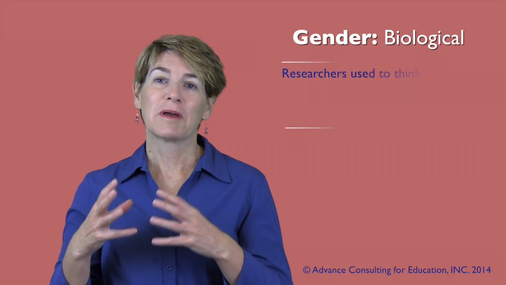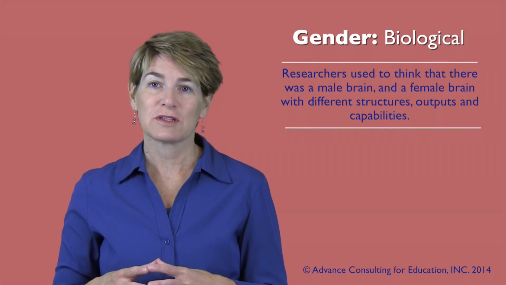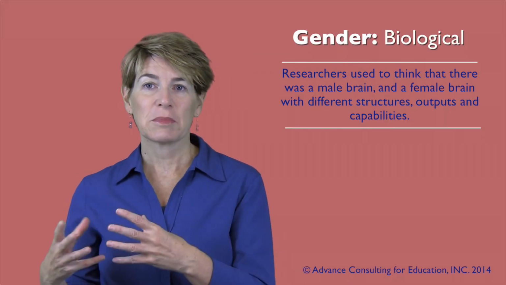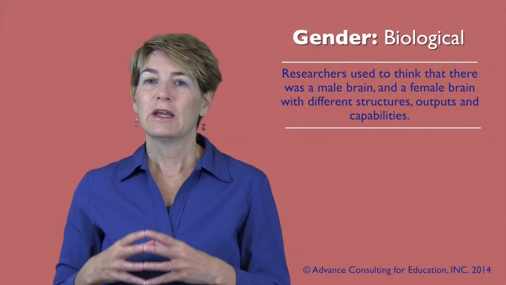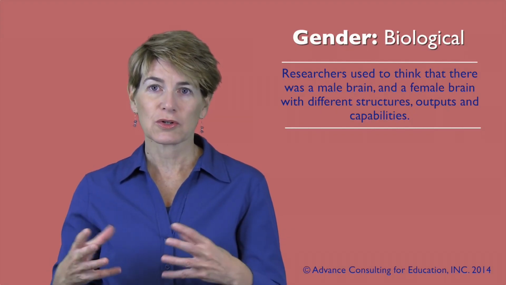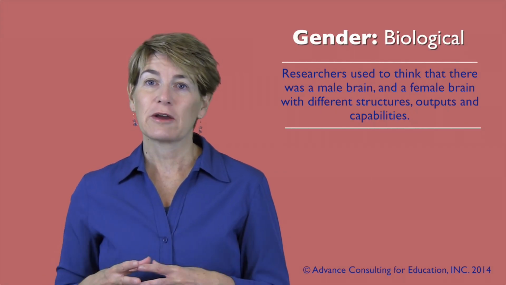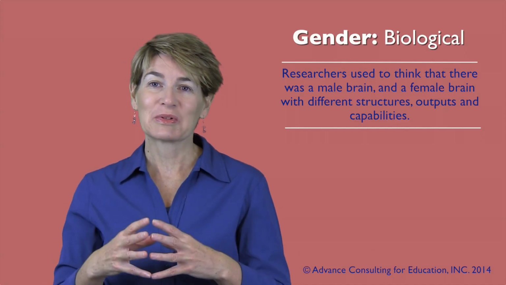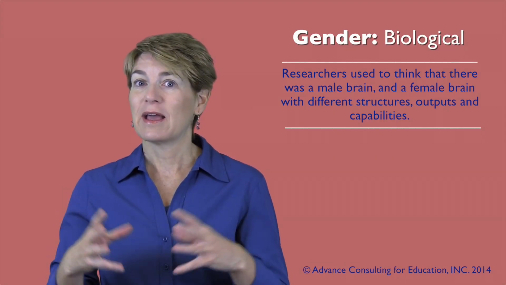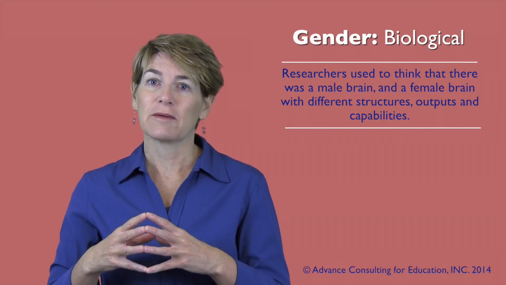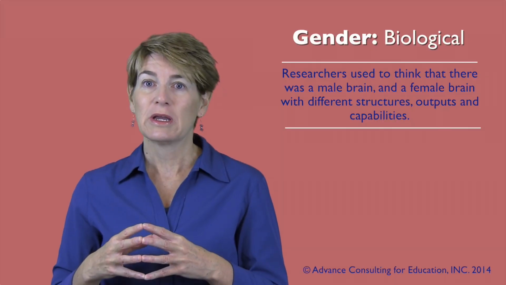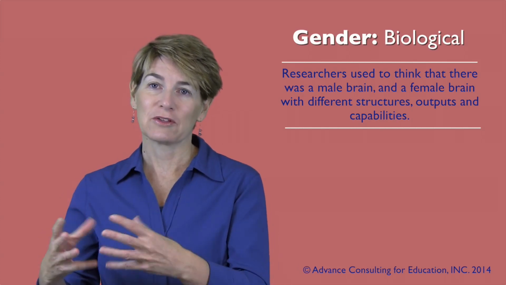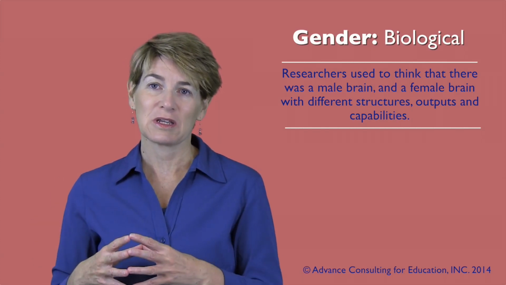For a very long time, researchers looking on the biology side of gender believed very firmly that there was a male brain and a female brain, and that these two brains had very different structures and therefore created very different outputs and also had very different capabilities. So there was this whole science that built up around the idea that men have bigger brains. They do actually, physically in terms of size, the male brains are bigger on average, and therefore they have greater capability intellectually. And because female brains are smaller, they have less capability intellectually.